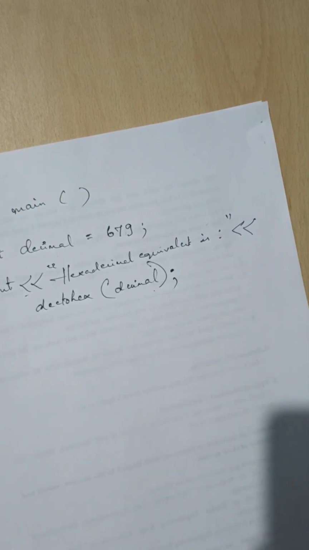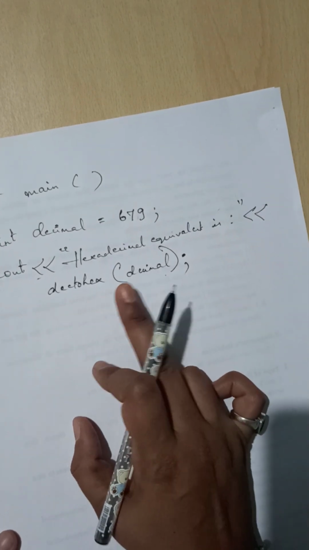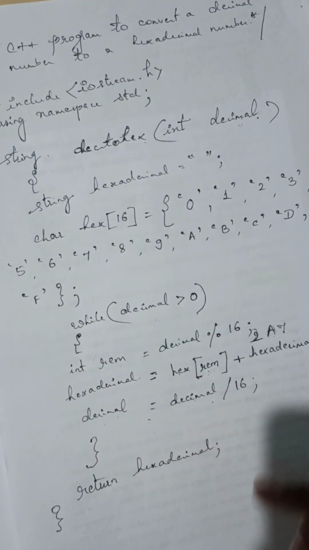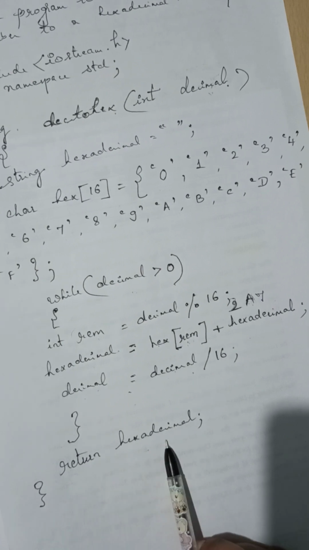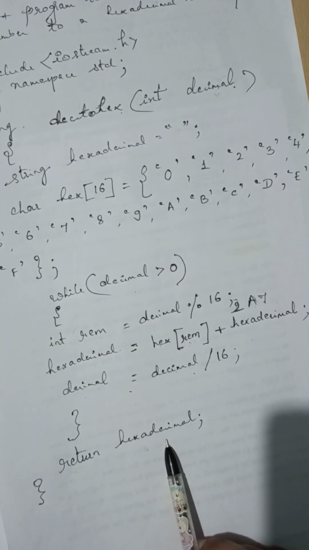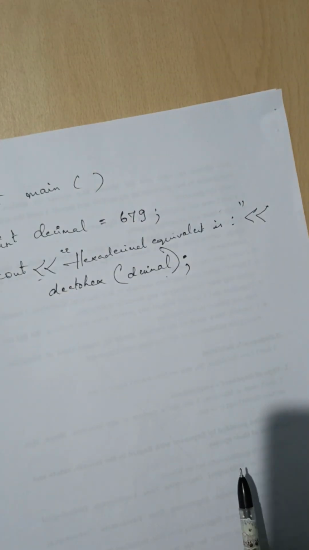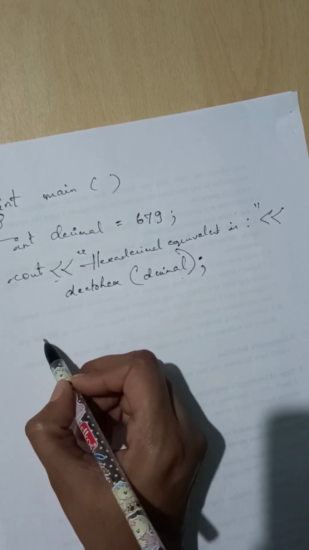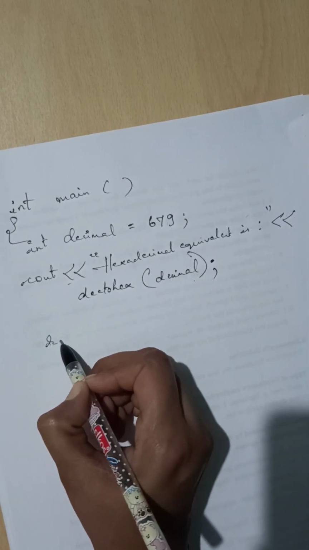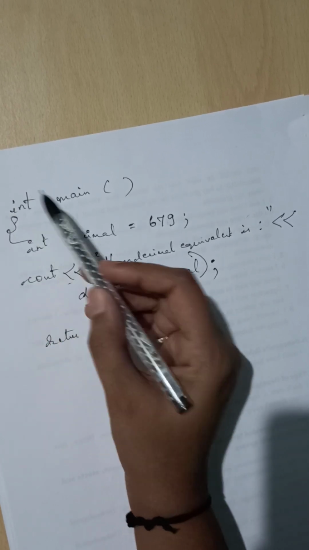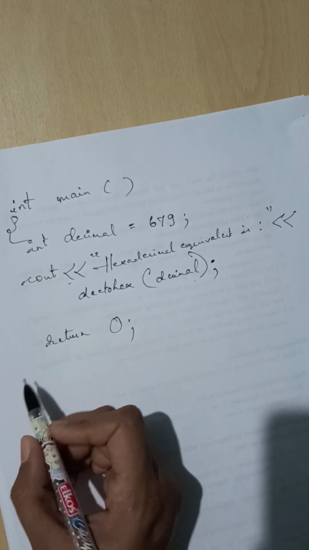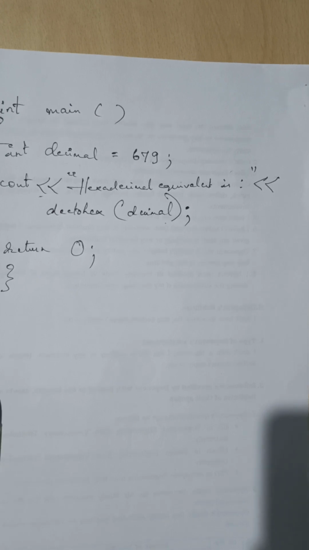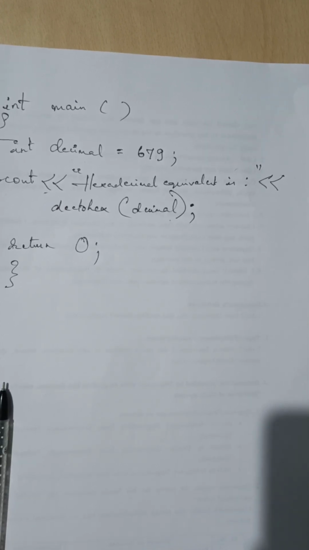That's it. Once this function is called and this parameter is passed to this function, the whole function gets executed, and after execution a hexadecimal string will be returned to the main function and printed over the console screen. So this will be your final output statement. And finally, as I am using the integer return type, I will return int 0. So this is how you write a C++ program to convert a decimal to hexadecimal number. Thank you.